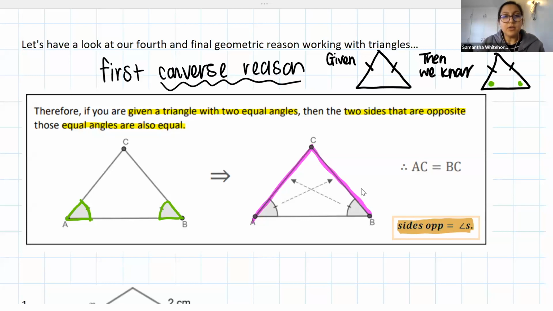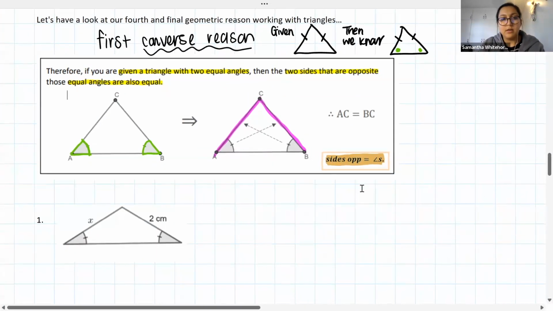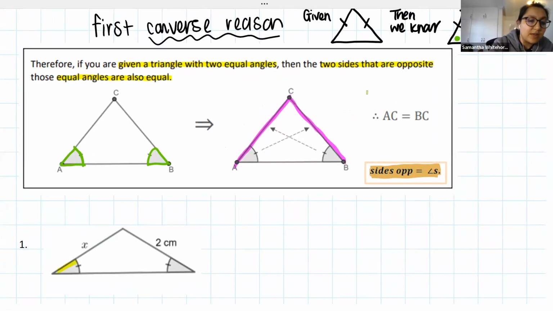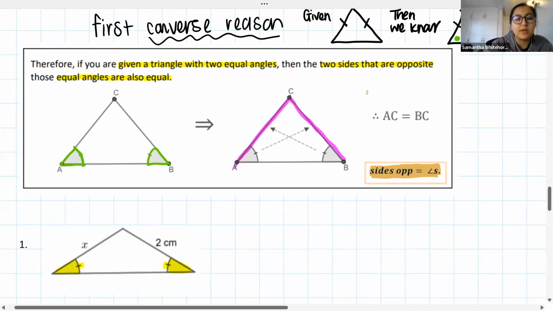Okay, so guys, if we have a look at an example using this reason. If we are given two equal angles, we can then say the sides opposite are equal. So let's have a look at an example. In this question, I have been given that my angles are equal. Again, I know that they're equal because they've got that line on them. Remember, anytime we see a line on an angle or a side, we know that they're equal.